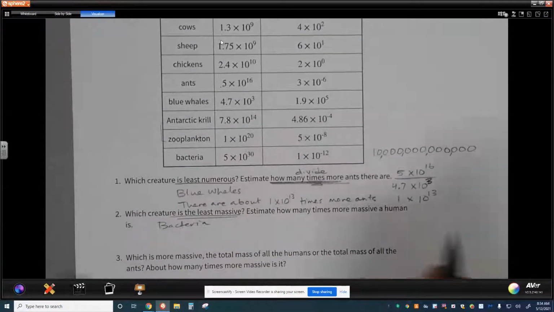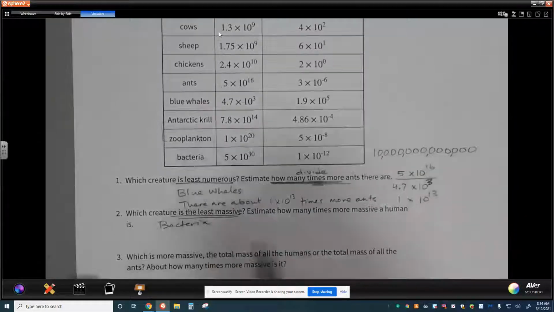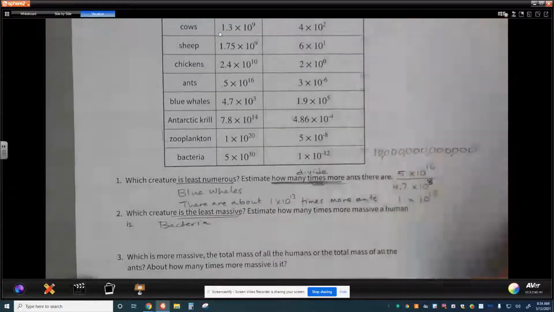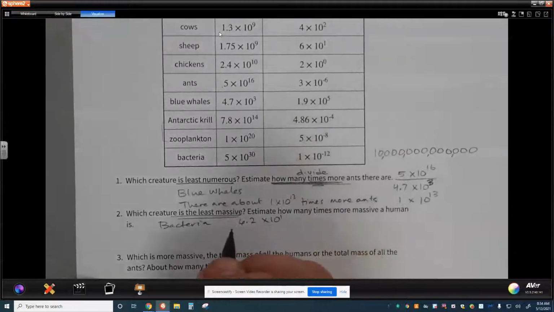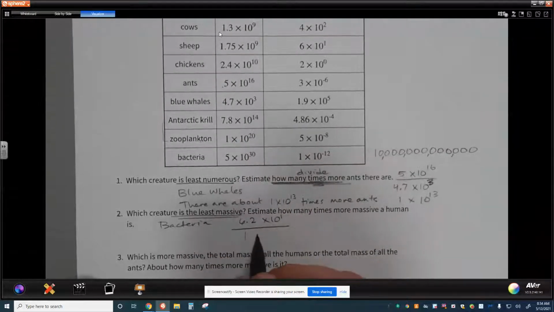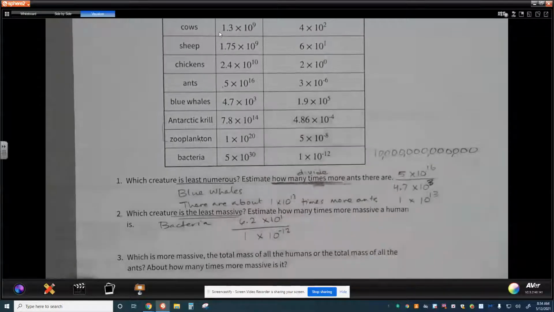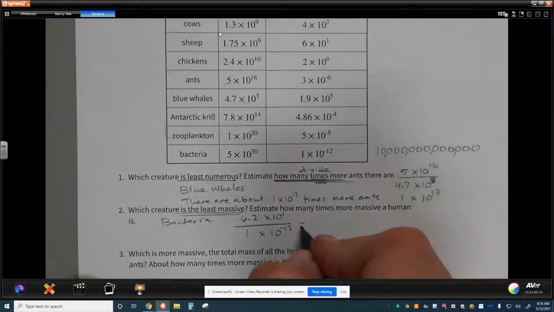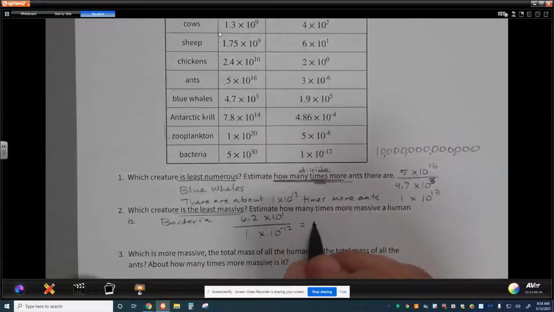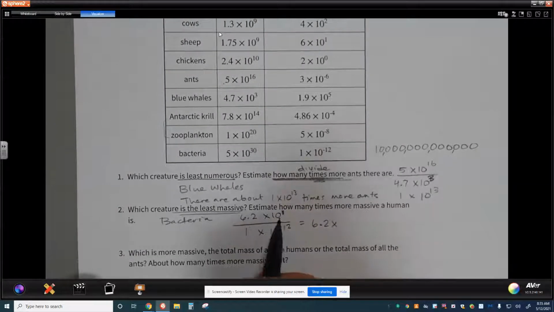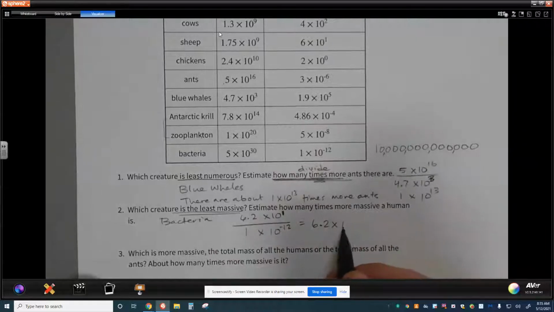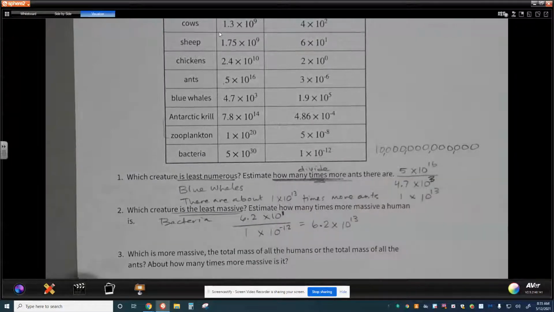And estimate how many times more massive a human is than the bacteria. So we go up to the humans, 6 and 2/10 times 10 to the first power, divided by bacteria, 1 times 10 to the negative 12th power. This one's kind of cool because I know anything divided by 1 is itself. So this would be 6 and 2/10 times 10 to the first power divided by 10 to the negative 12th power, quotient of powers again. That would give us 1 minus negative 12, so we have 10 to the 13th power.